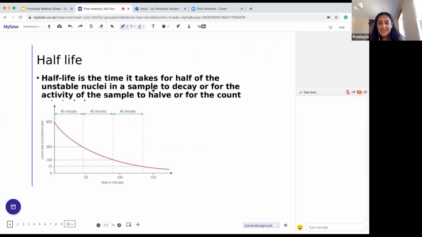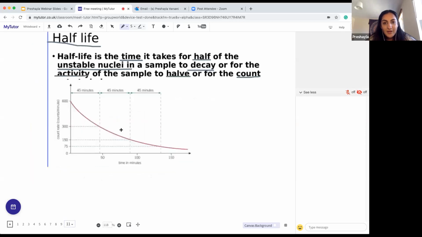But not just any time. It's the time that it takes for half of the nuclei to decay. So half-life is the time taken for half of the unstable nuclei to decay, or for the activity to halve. It's the same thing. Or for the count rate to halve. Again, same thing.